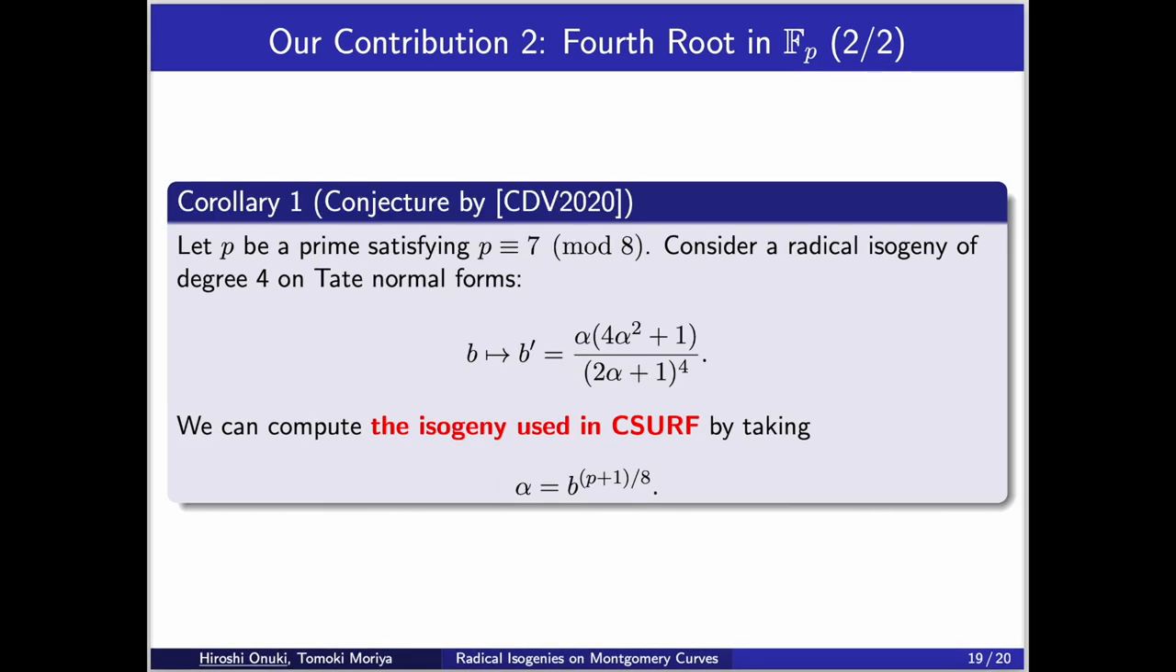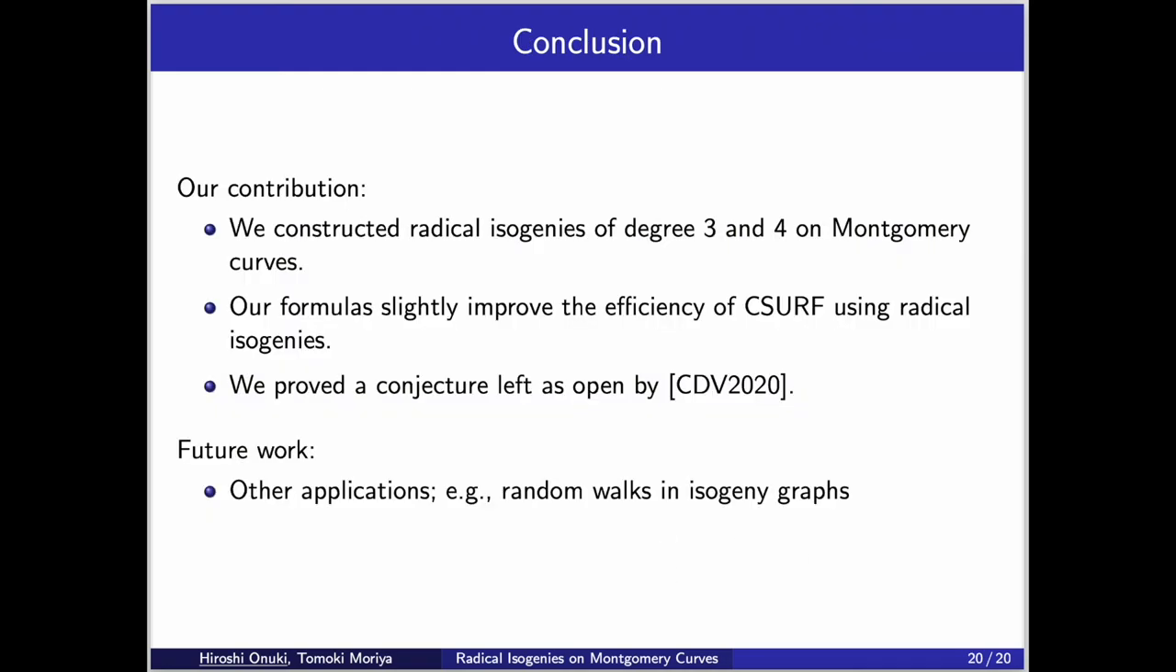Indeed, we proved this. In the radical isogeny of degree 4 on tight normal forms, we can compute the isogeny used in CSIDH by taking a radical alpha as this. This is a conjecture by CDV 2020. Finally, I conclude my talk.